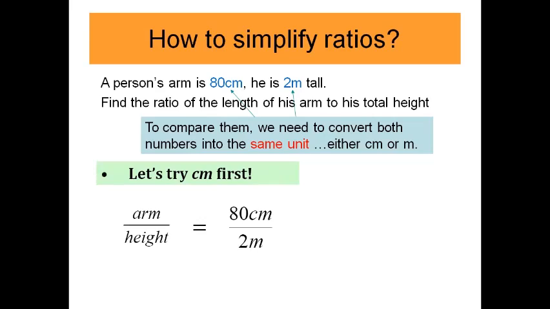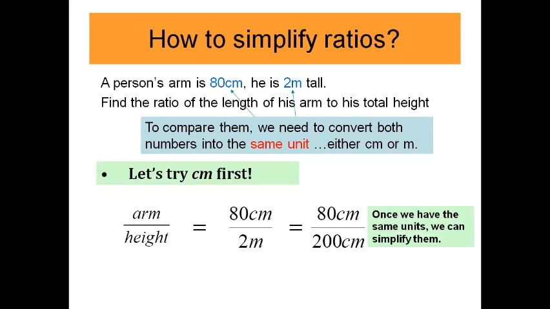We know that 1 meter is equal to 100 centimeter. So 2 meter is equal to 200 centimeter. So the ratio of the arm and height can be written as 80 upon 200. Once we have changed both the numbers into the same unit, we can simplify them. Now here 80 upon 200 can be written as 2 upon 5.